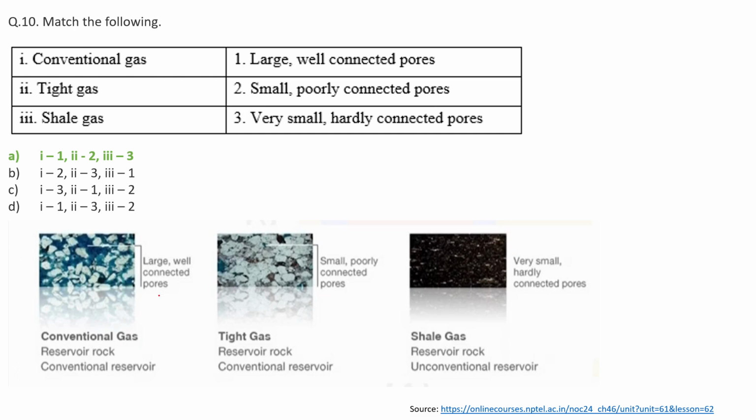Since we already discussed for these gases what the different types of pores are and in which these gases are found, for conventional gas it is large and well connected pores. So that will be first with the first option. For tight gas, it is small and poorly connected pores. So second with the second option. And shale gas, it is very small and hardly connected pores. Third with the third option. So from that we can see option A is the correct answer.